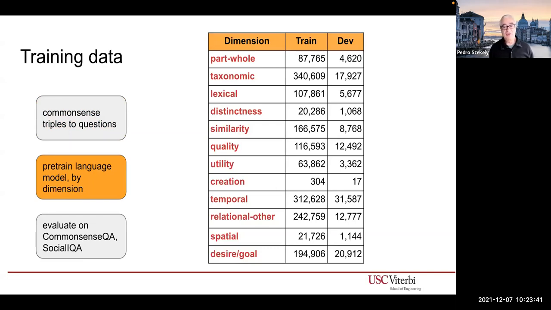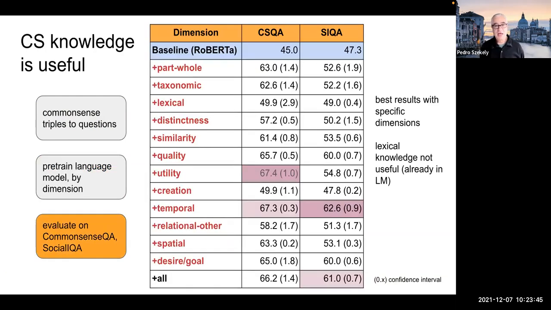Then, using all these questions, we pre-train a language model by dimension, as we're interested in knowing the usefulness of each dimension for the downstream tasks. And then we evaluated on CommonsenseQA and Social IQA. And what we found is quite interesting. We found that using all the knowledge does not produce the best result. So at the bottom, you see all the knowledge, and it doesn't always produce the best result.